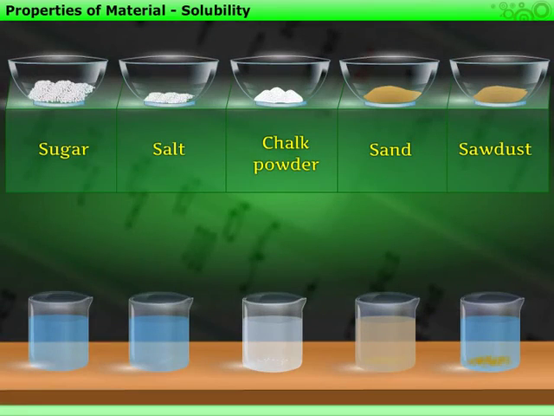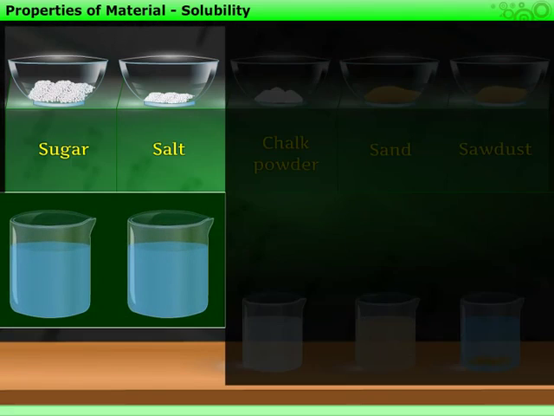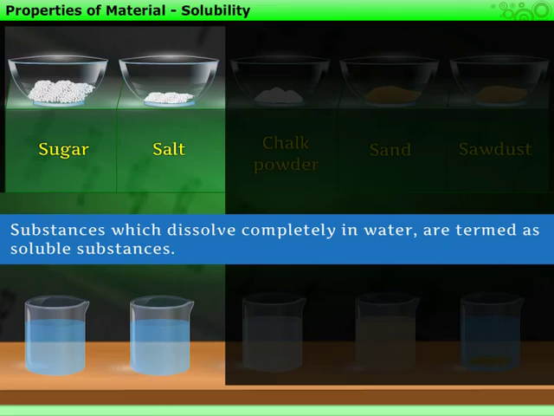Now, carefully observe what happens to the contents of the beakers. You will find that salt and sugar disappear completely in the water. Such substances which dissolve completely in water are termed as soluble substances.